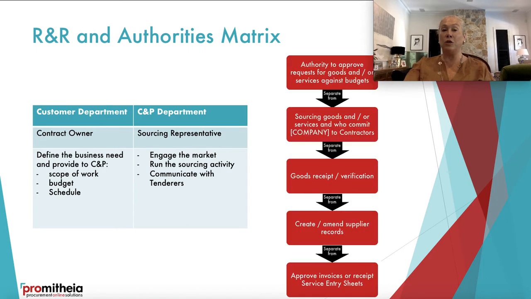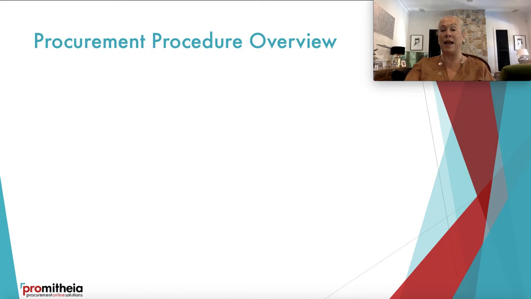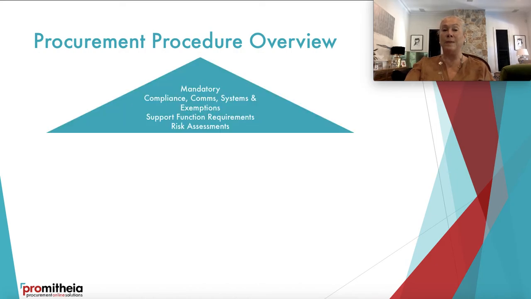Then we go on to demonstrate to people the roles and responsibilities, what each role does, what's the sourcing representative versus the contract owner, and the authorities matrix. So clearly you need someone with authority to be able to say, yes, this is acceptable or not. So a simple delegation of authority as well.